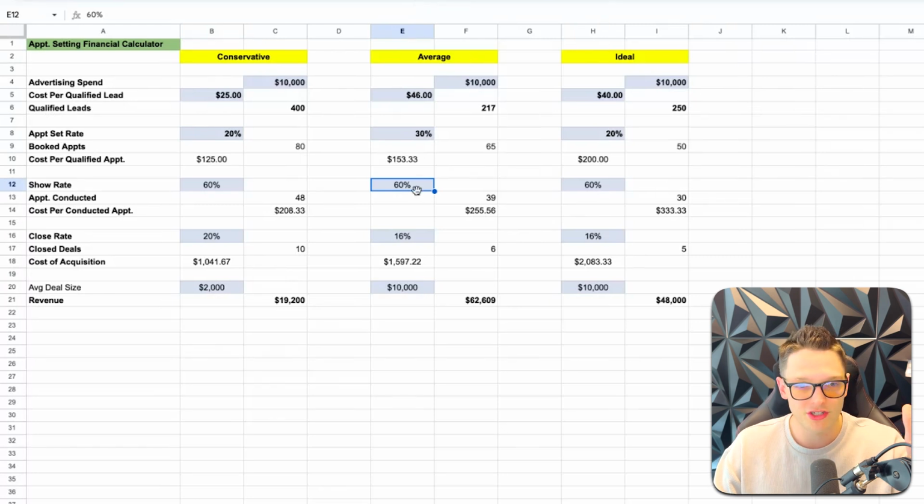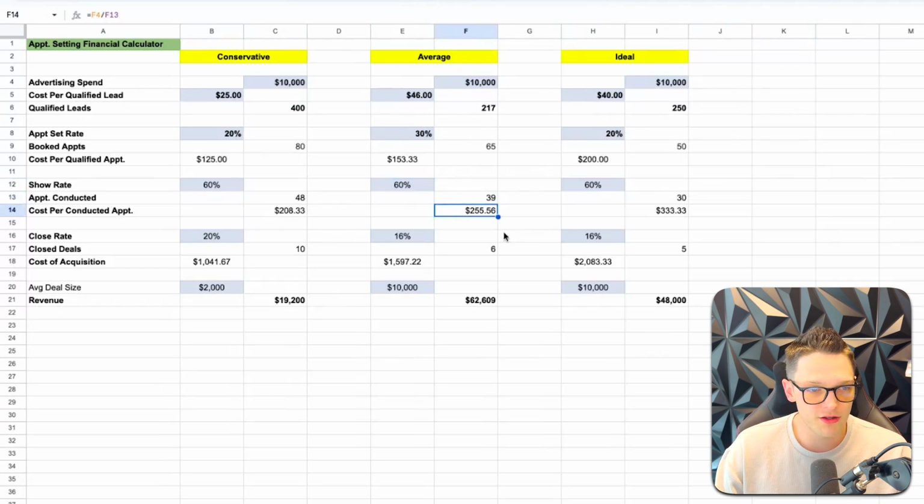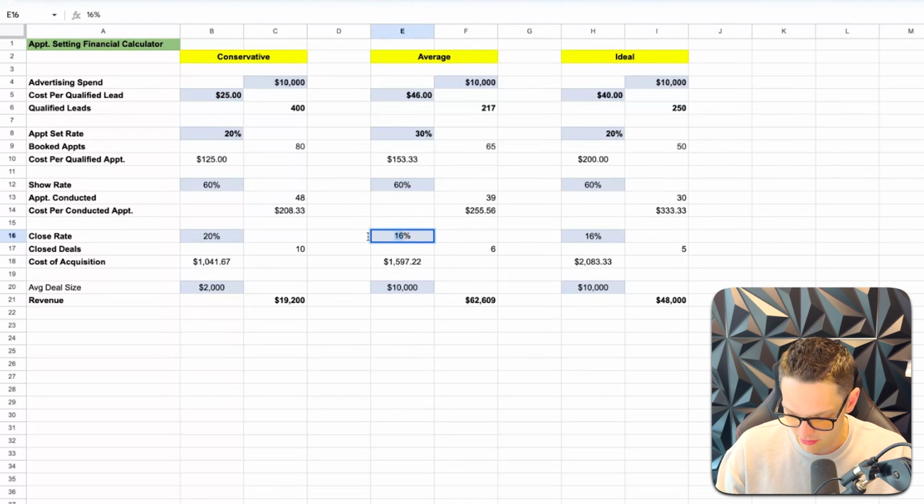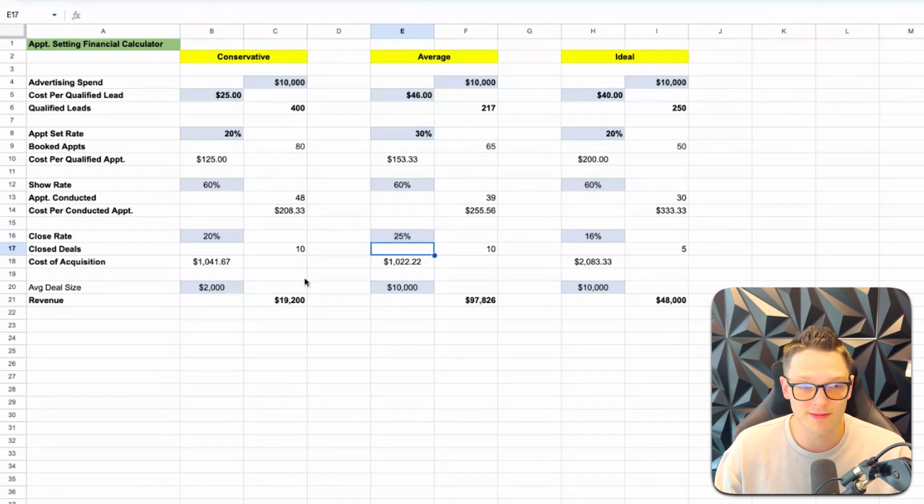So obviously you have control of your show rate. And then, from there, you're going to have your cost per conducted appointment, your close rates, etc. Obviously, 16% is a pretty low close rate. It totally depends on your sales team's ability. Let's say 25%, you guys are pretty solid across the board. And cool, you're left with almost the exact same cost of acquisition.